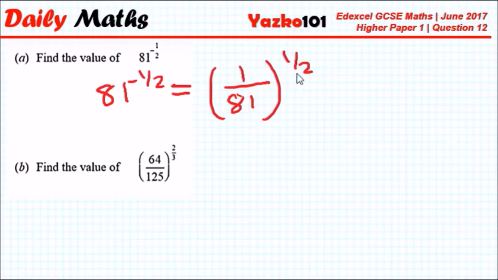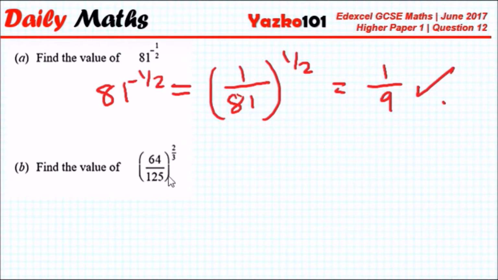So now all we have to ask ourselves is what is the square root of 1 over 81? Well, the square root of 1 is 1 and the square root of 81 is 9. So that's it. Our answer is 1 over 9. Okay, good. Now part B.